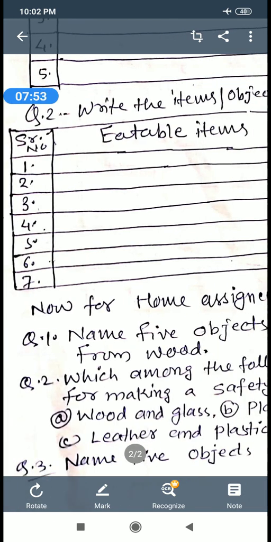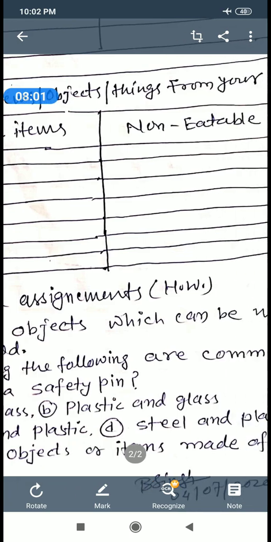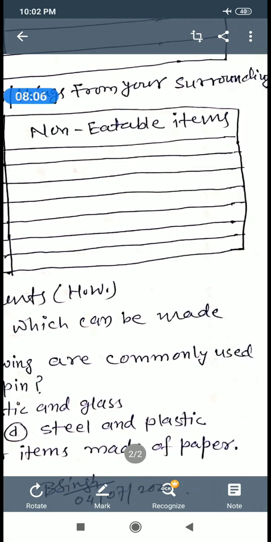And now the homework. Question number 3: Name 5 objects or items made of paper. Paper is used to make items like envelope, book, copy, etc.